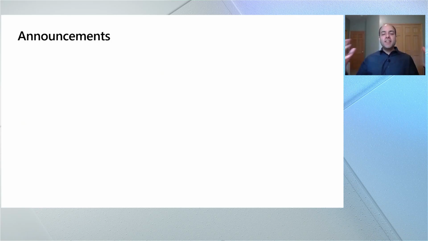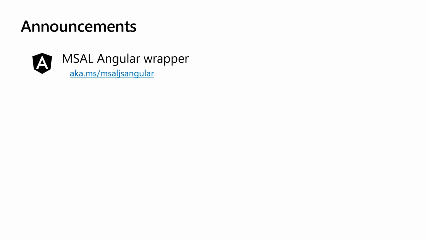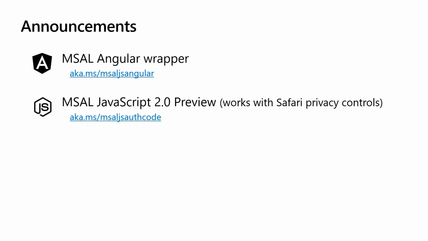Today, we are excited to announce the general availability of MSAL for Angular. This allows you to build single-page applications or JavaScript-based clients in the latest version of the Angular framework. We're also announcing a preview of MSAL JavaScript 2.0, which provides compatibility with privacy controls in Safari, allowing those users to get single sign-on. It uses a new standards-based protocol called Auth Code Flow for SPA and supports PKCE security.